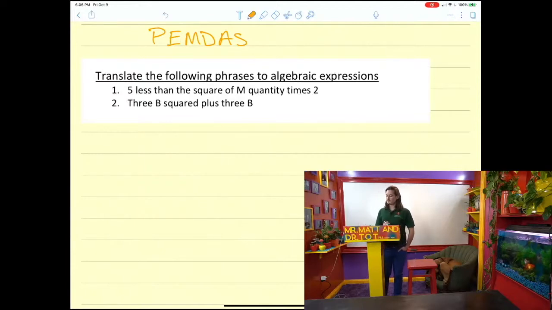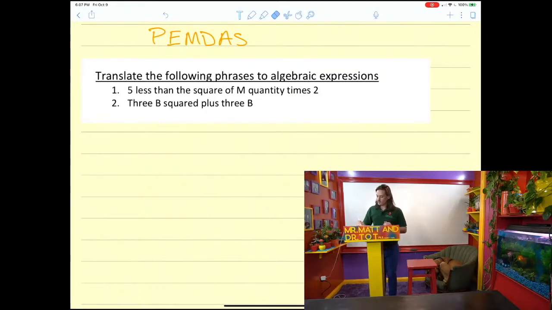Okay, so looking at number 1, 5 less than the square of m, quantity times 2. Sometimes the order can be a bit confusing, a bit tricky. If it's 5 less than something, even though the word 5 is coming before the phrase square of m, it's 5 less than the square of m. So you have to take the square of m and then subtract away the 5. And this quantity times 2 means the whole thing, the m squared minus 5 times 2.